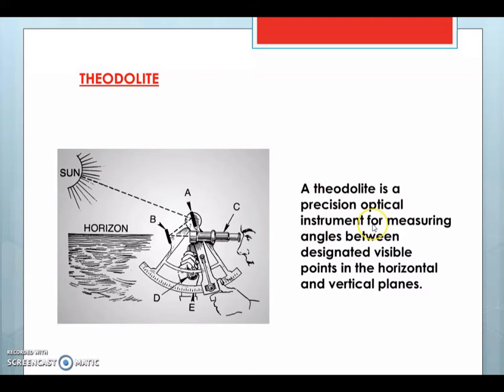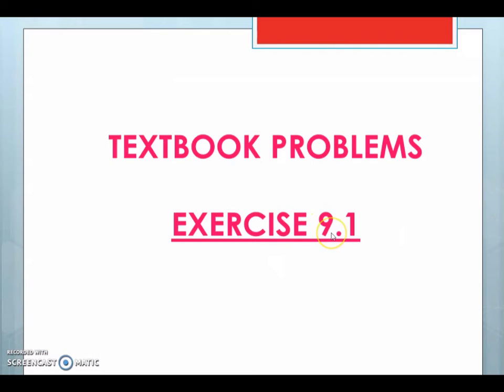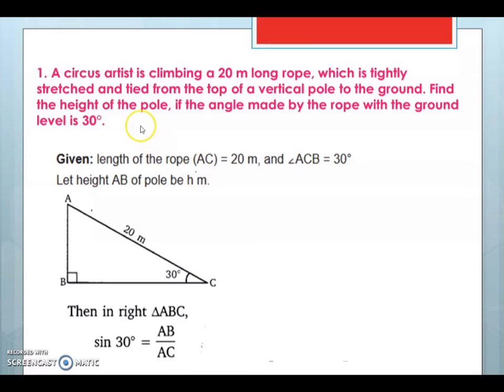So theodolite is a precision optical instrument for measuring angles between designated visible points in the horizontal and vertical planes. So this instrument is used for measuring angles. In this particular exercise, we will discuss basic applications of trigonometry. So this is the first question.